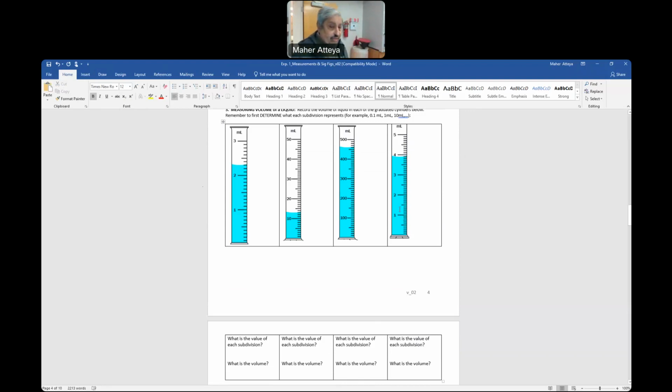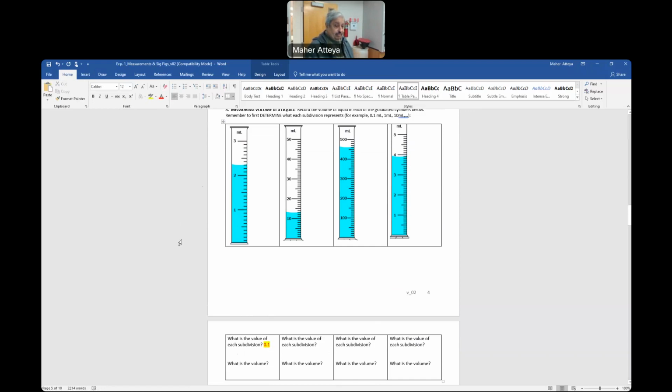So what is the first one? Let's look at the first one. The graduated cylinder goes up. What is the value of each subdivision? Come on, guys. Point what? 0.1, correct? For example, 1.1, and this one will be 2 point what? So the smallest subdivision is 0.1. You can do it in red so it can be shown here and highlighted.